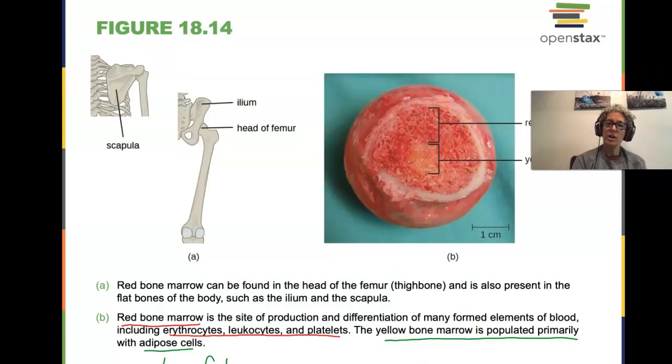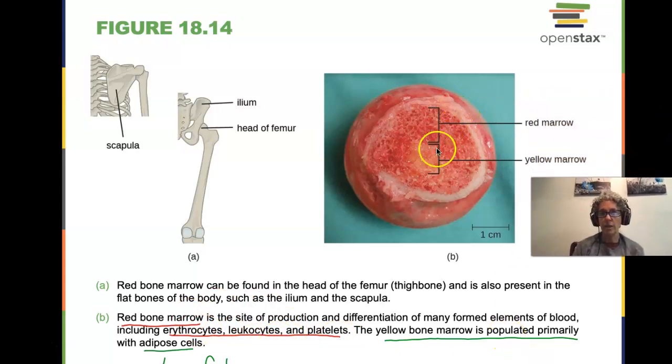We saw in our innate immunity lecture that all of the formed elements, all of the cells in our blood, form in the bone marrow. We're looking at the red bone marrow, which forms all of our erythrocytes, which are red blood cells, the leukocytes, which are the white blood cells, and the platelets. And the yellow marrow, the middle, is our adipose tissue, our fat.